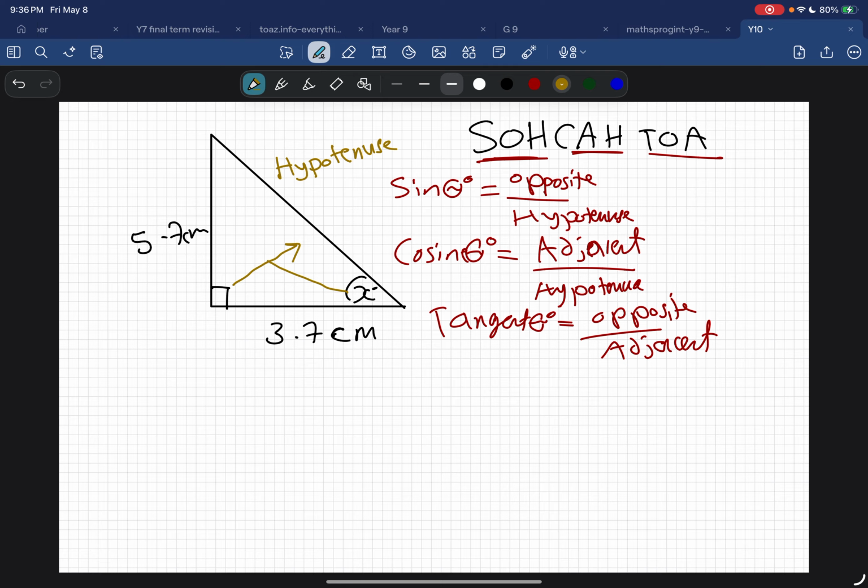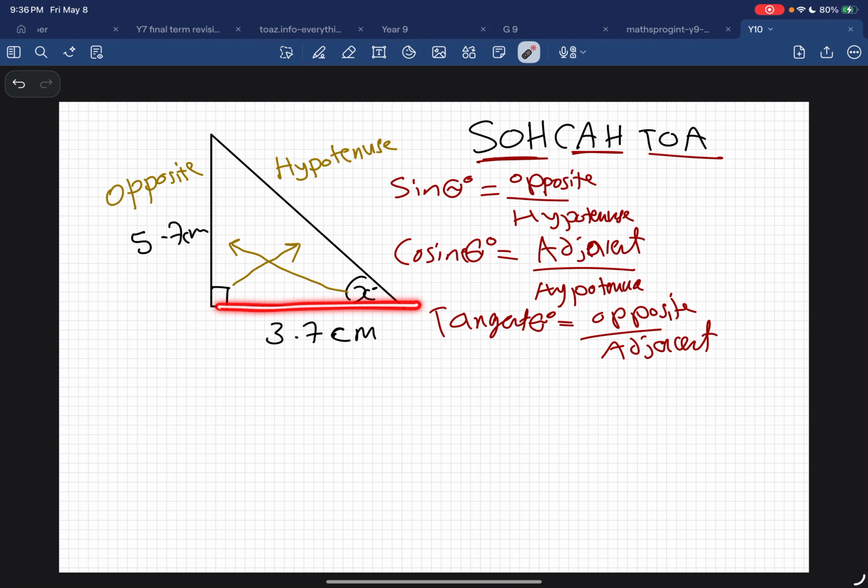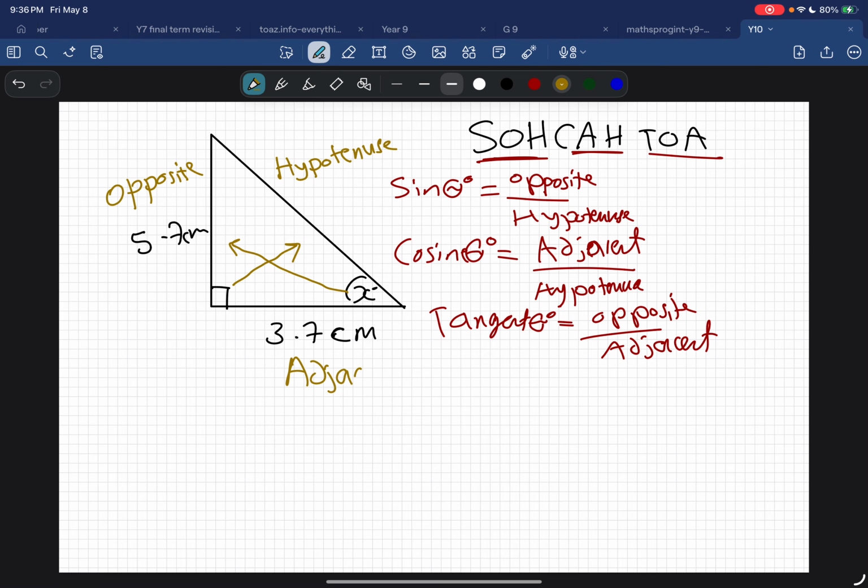And the side opposing the theta, we call it the opposite. Simple as that. Leaving the side which is stuck to the theta, which we call adjacent. It's beside theta, that's why we call it adjacent.